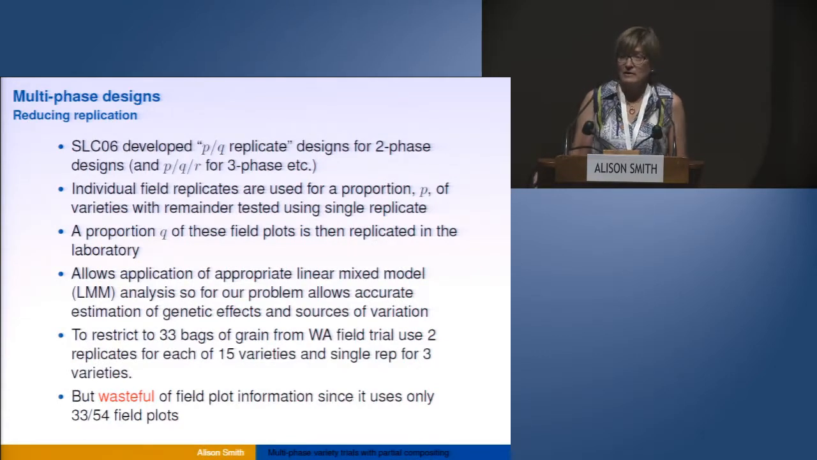And the way that we might go about reducing replication in the laboratory, some work that we did previously was something called a PQ replicate design for 2 phases. And all that was happening there was that for our set of varieties, for our 18 varieties say, a proportion of them we're going to test using 2 replicate field plots, and the rest of them we're just going to use a single field plot from the field.